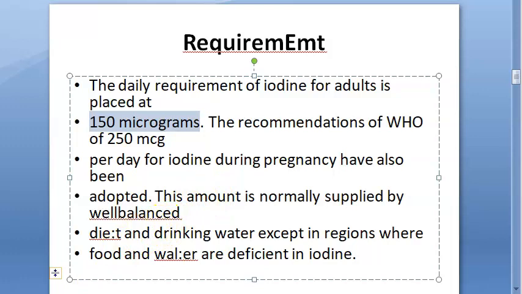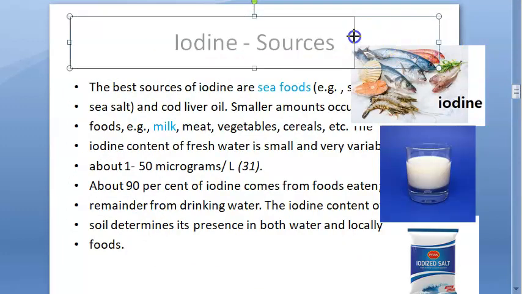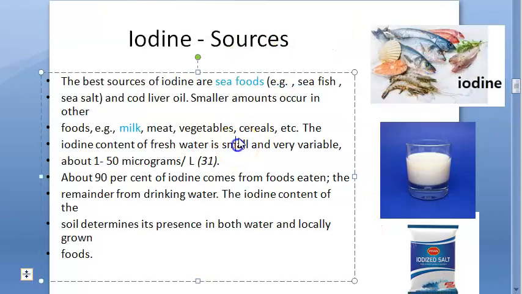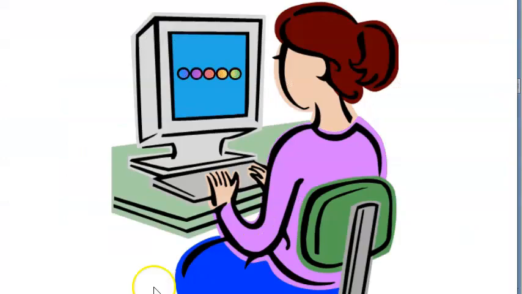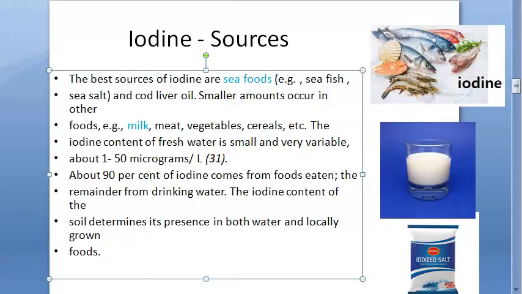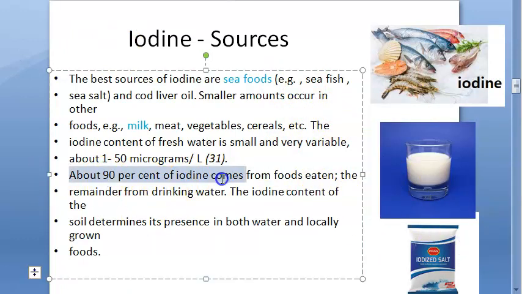It is supplied by a well-balanced diet and drinking water. Interesting, even drinking water has iodine. Salt will be dissolved in water. Now that you know how much you need per day, how will you get it? Just eat seafood. If you don't eat seafood, you can go for milk, vegetables, etc. 90% of iodine comes from food and the remainder comes from drinking water.